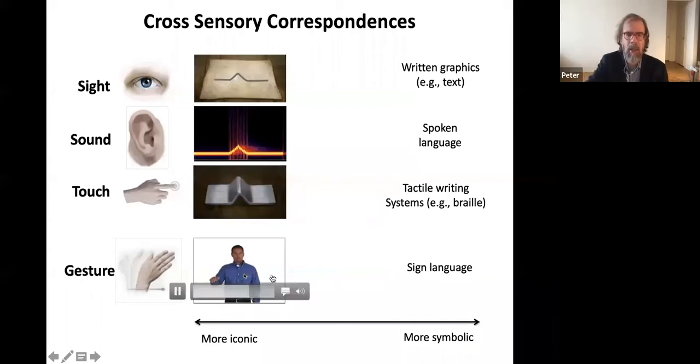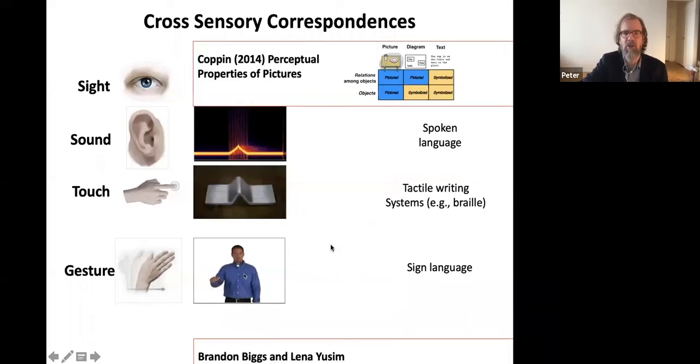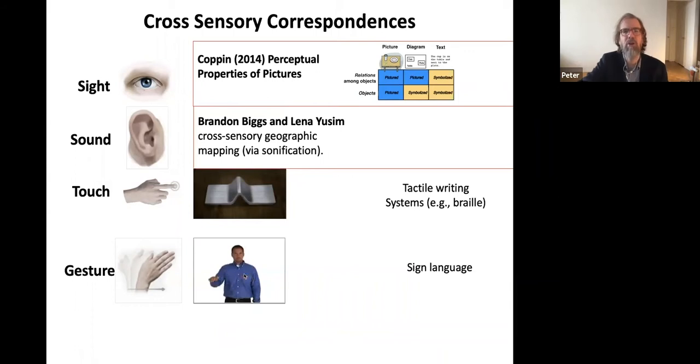For all of these, we're going to be able to go more in depth when we get to these specific projects. During my earlier work, we developed this simpler perceptual cognitive model. Today I'm going to be talking about what has been done in the auditory domain over the last two years with my advisees and research assistants, in the area of cross-sensory geographic mapping through auditory displays and sonification.